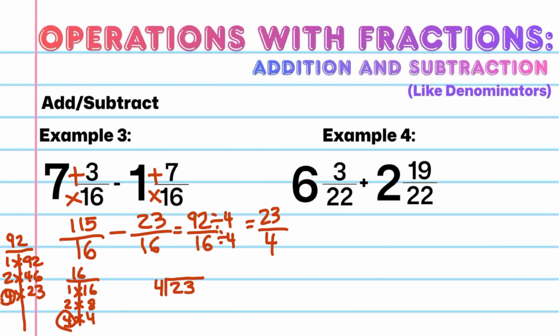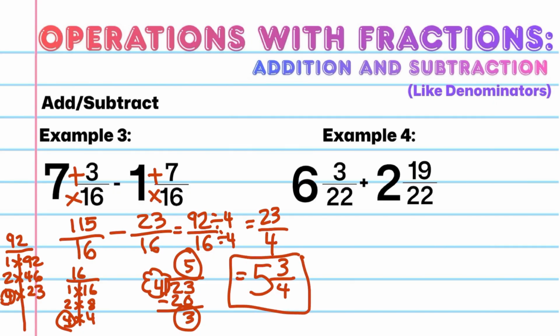4 goes into 23 5 times. 4 times 5 is 20, and I have a remainder of 3. That means that my answer is 5 and 3/4, because I keep my denominator the same. So my answer is 5 and 3/4.